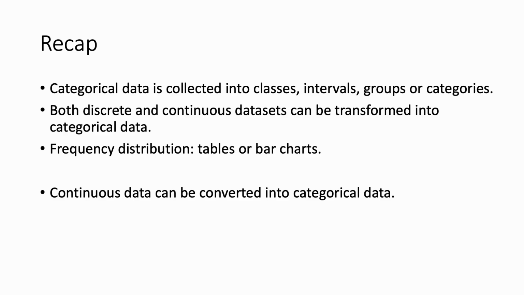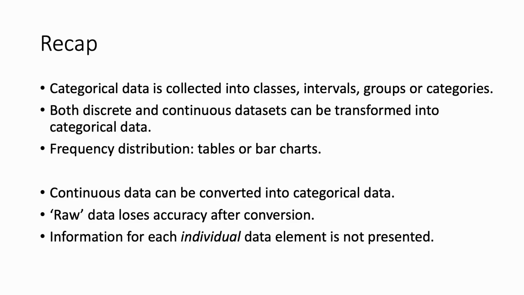And yeah, I just said that point, that continuous data can be converted into categorical data, whereas the raw data loses accuracy after conversion. For example, the information for each individual data element is not presented in the final chart or the frequency distribution because the data has been grouped into various categories, and it's the frequency of the groups that we present to eventually show the trend.